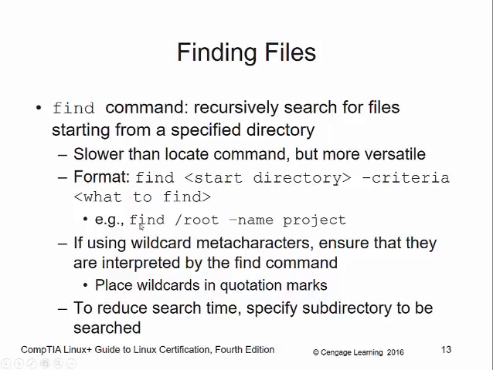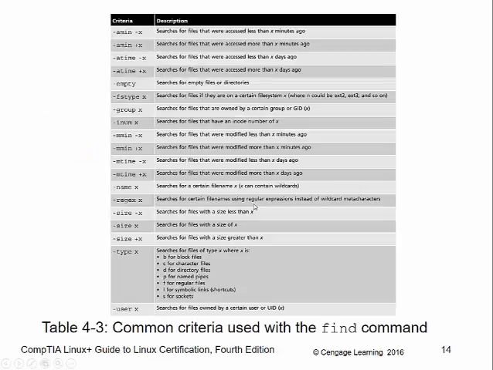And we saw the criteria, so it's find, and then where you're going to start searching from. What am I going to be looking for? In this case, the file name, and it's going to look for anything with the name project in it, right? And as we saw, we can use wildcard characters and all that type of stuff. There's lots of things I can use the find command to search on, right?